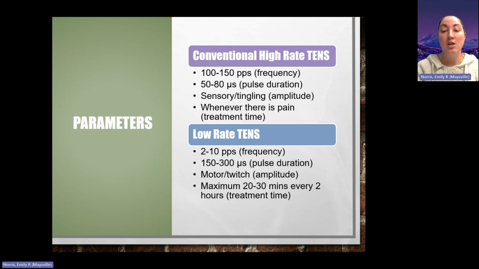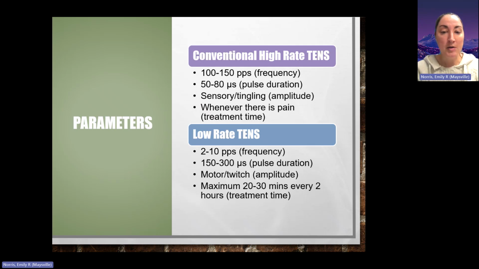Versus with low rate TENS, it's typically 2 to 10 pulses per second, 150 to 300 microseconds as your pulse duration. You want to turn the intensity up high enough in order to get a muscle twitch, and you do not want to use it for more than 30 minutes every 2 hours, which obviously if they're doing it in the clinic, they're not going to come back in 2 hours. But if they have a unit to take home, I would instruct them, do not do it. At least wait 2 hours after you have applied the TENS before you do it again.